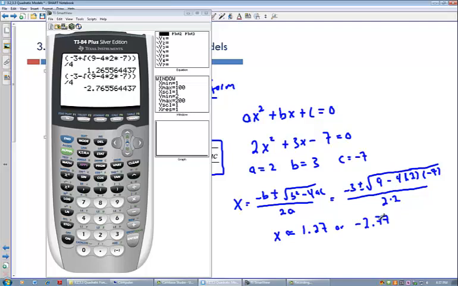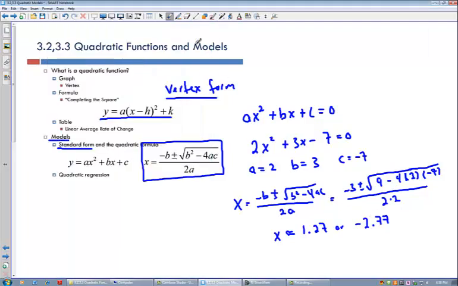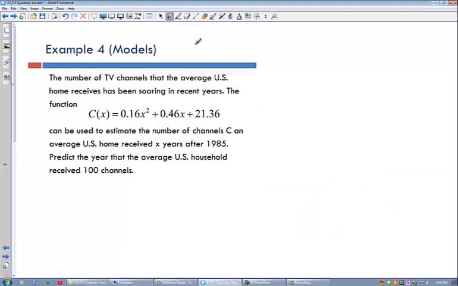So those are my two possible answers. So let's look at a word problem involving this quadratic formula. Here we have: the number of TV channels that the average U.S. home receives has been soaring in recent years.